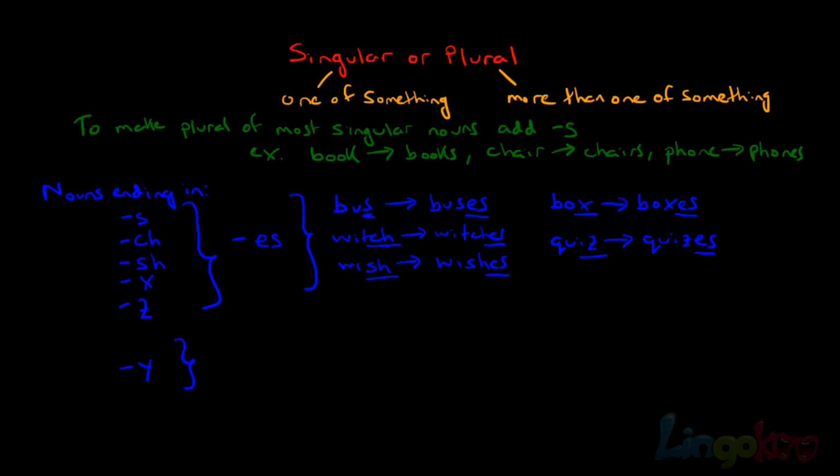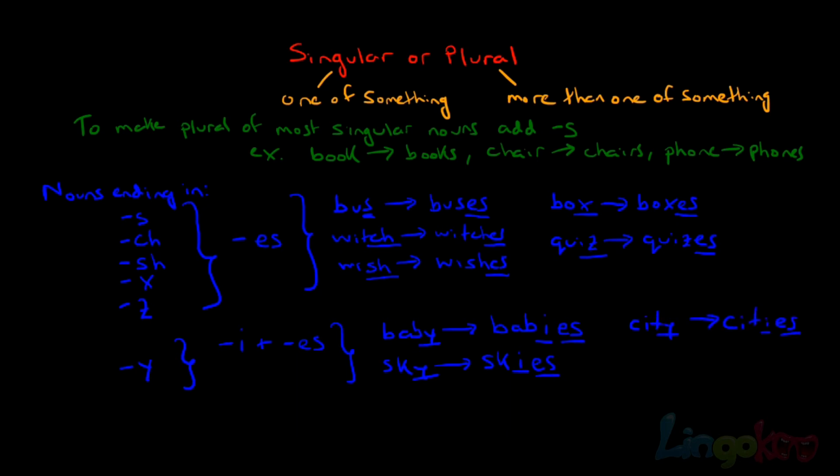If the noun finishes in a Y, then what we're going to do here is take out the Y, add an I, and then add an ES. So baby becomes babies by taking out the Y, adding an I, and then an ES. Sky becomes skies, and city becomes cities.